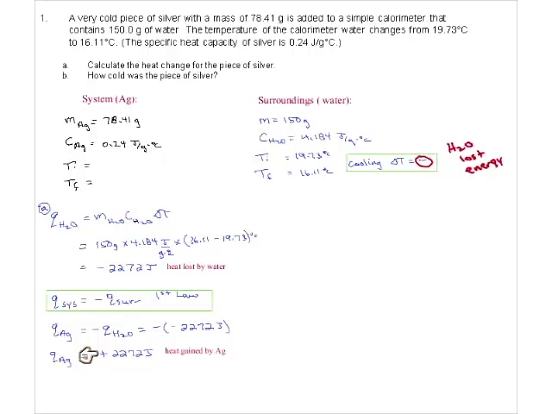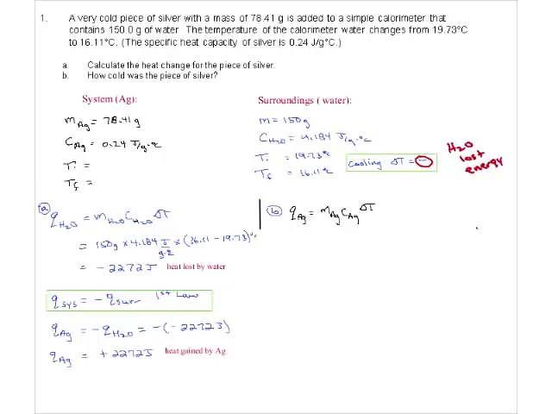All right. Now, the question is, can we figure out the heat change for the silver? That's done. Perfect. We got it. The next question says, well, how cold was the silver to start with? So in other words, what we're trying to find out is what TI is for the silver. And in order to do that, if we could figure out what TF was, we'd be well on our way. Because we know that Q of the silver is MC delta T for the silver. I know the mass. I know the specific heat capacity. I just don't know the temperature change.